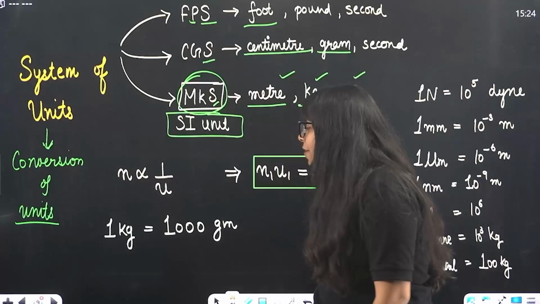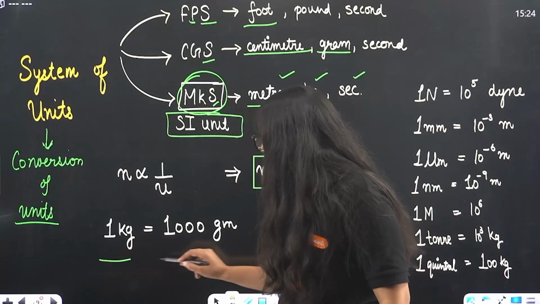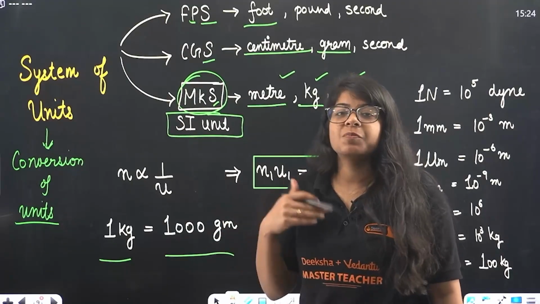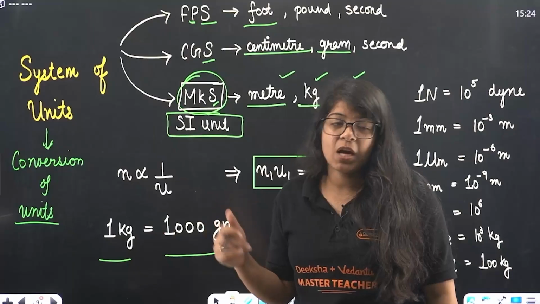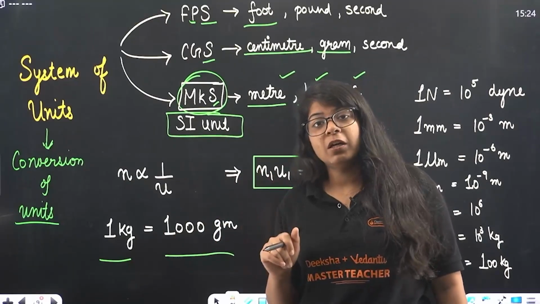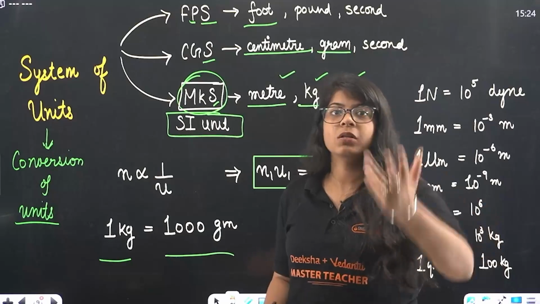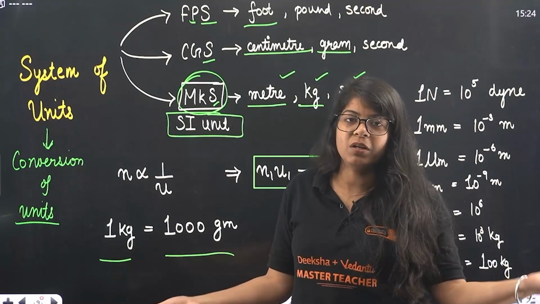Now beta, I'm assuming everybody knows that 1 kg is equal to 1000 grams. We all know that. Sometimes we go and ask, Anna, get me 500 gram of this, or bhaiya, get me 1 kg of this, 2 kgs of this, 2 quintals of this. It depends on the amount and what we are trying to do with that particular thing, right?